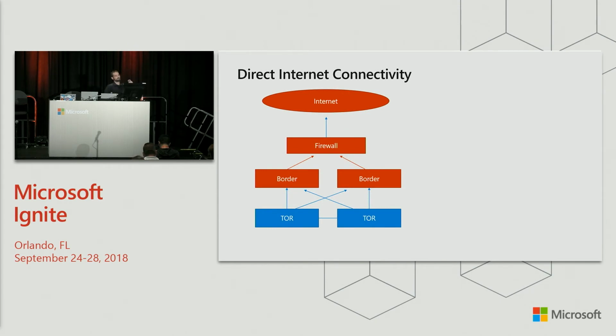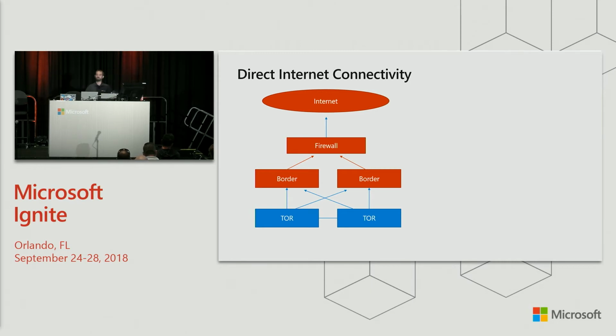Now, how does this path outbound look to the internet? What you see here is obviously the perfect world scenario, right? You go in from the border devices through a firewall outbound to the internet. Guess what?